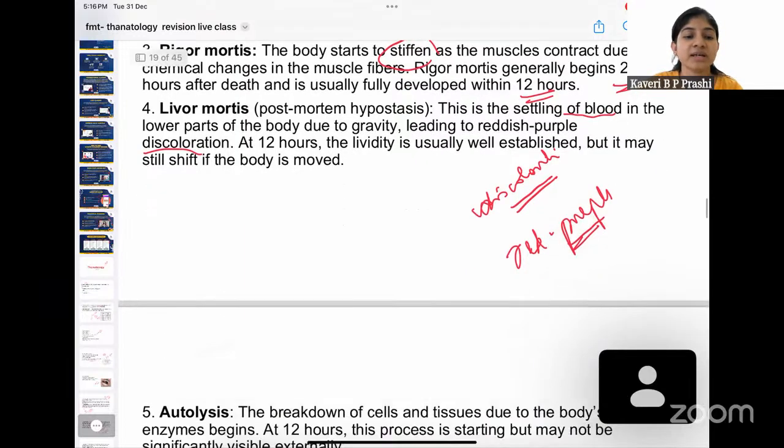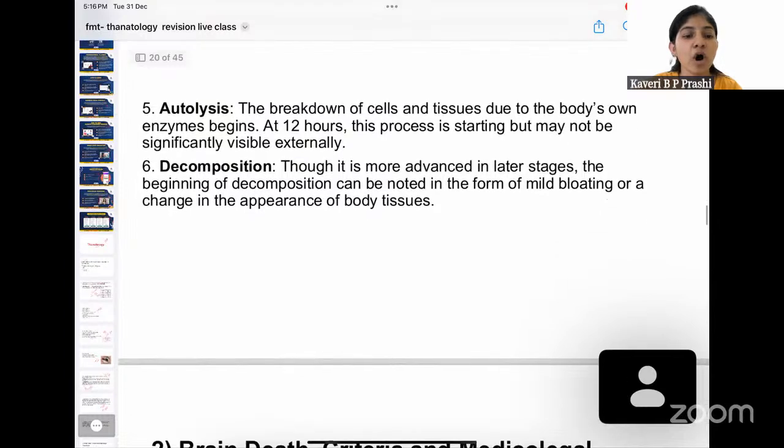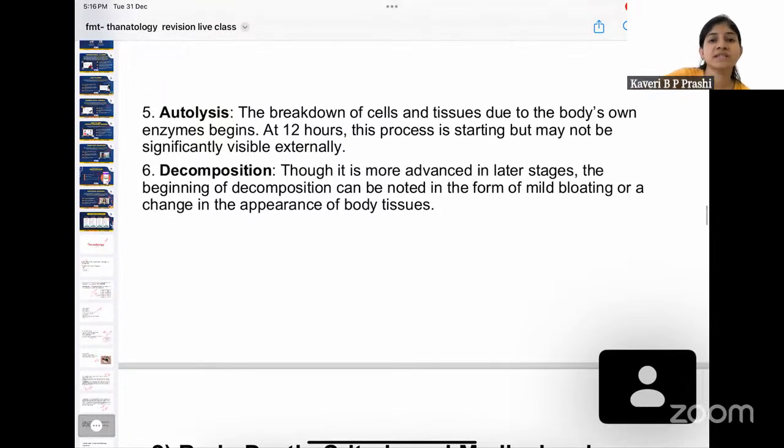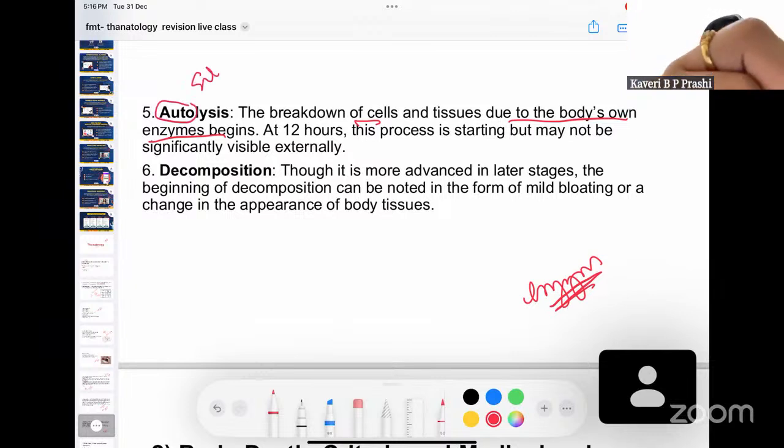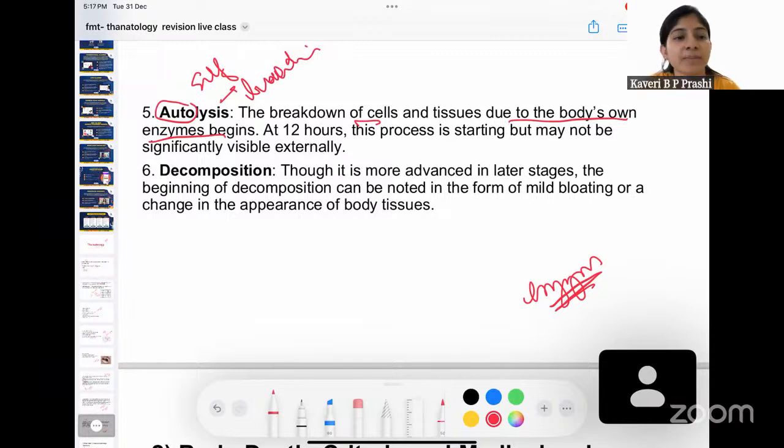After these, what are some other changes that are seen at 12 hours? Autolysis, that is the breakdown of the cells and tissues due to the body's own enzymes. Our own enzymes in the body will start to break down the tissues, and because these are our own enzymes, self enzymes, it's called autolysis. Auto means self and lysis means breakdown. At 12 hours, this process is starting but may not be significantly visible.